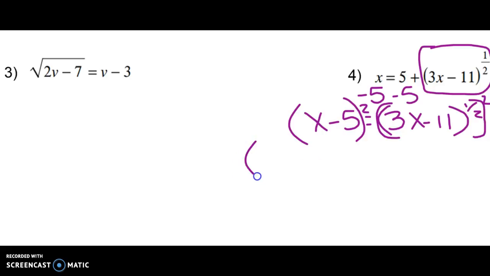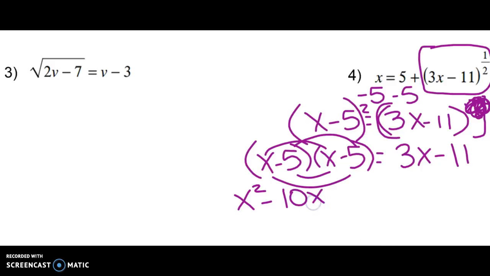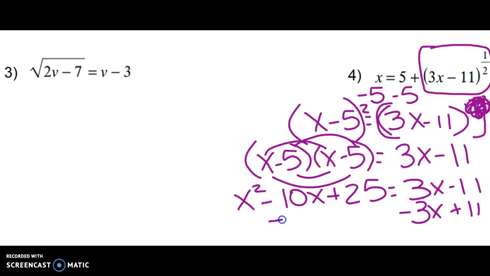All right, so remember, x minus 5 squared is really x minus 5 times x minus 5. And these two are going to cancel out, and we get 3x minus 11. Time to FOIL. So let's FOIL all this. And you get x squared minus 10x, right? Because negative 5x twice is negative 10x, plus 25 equals 3x minus 11. Combine your like terms, so subtract 3x and add 11.